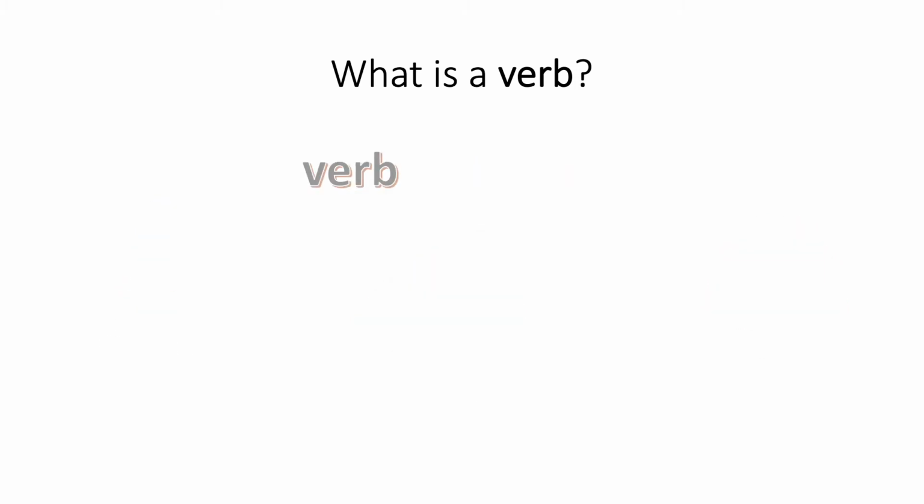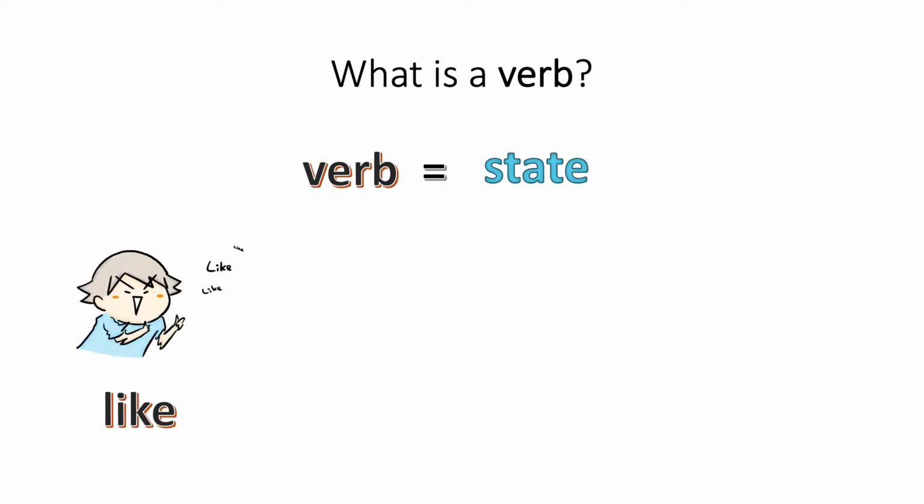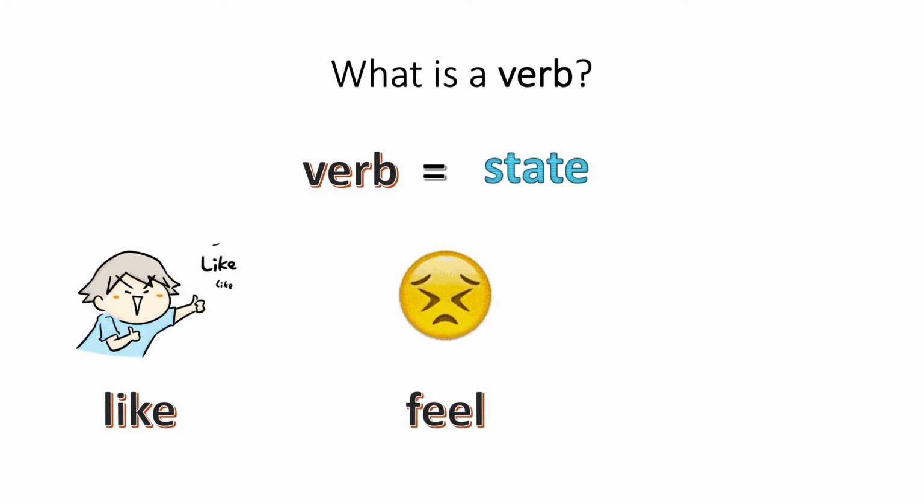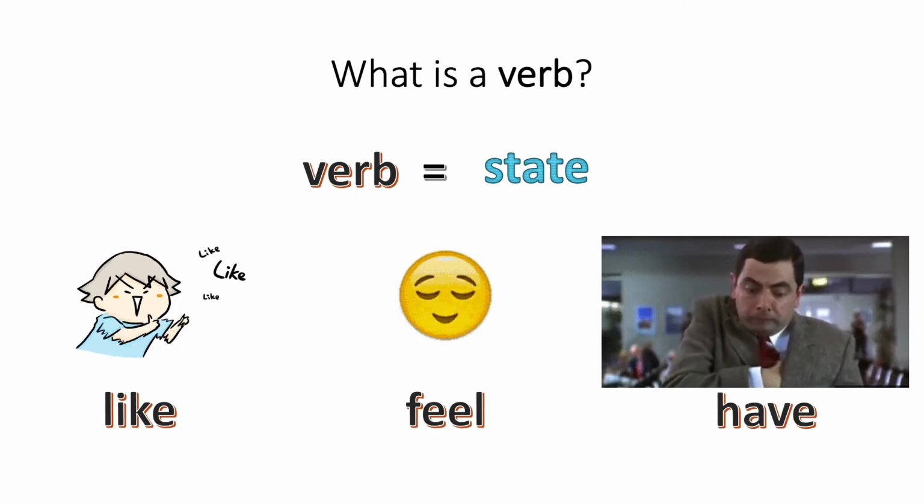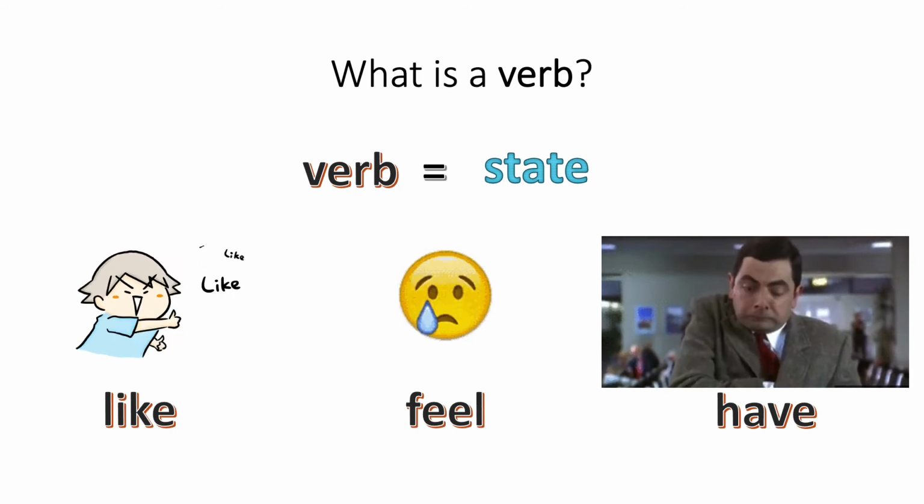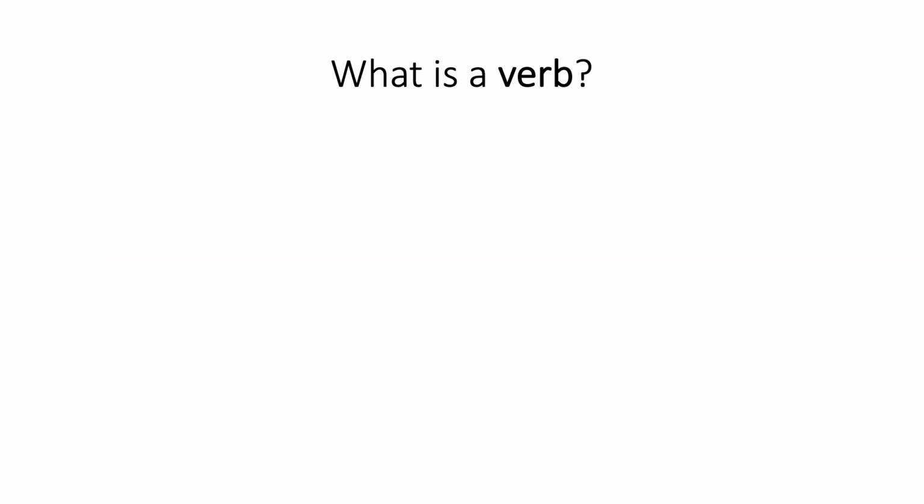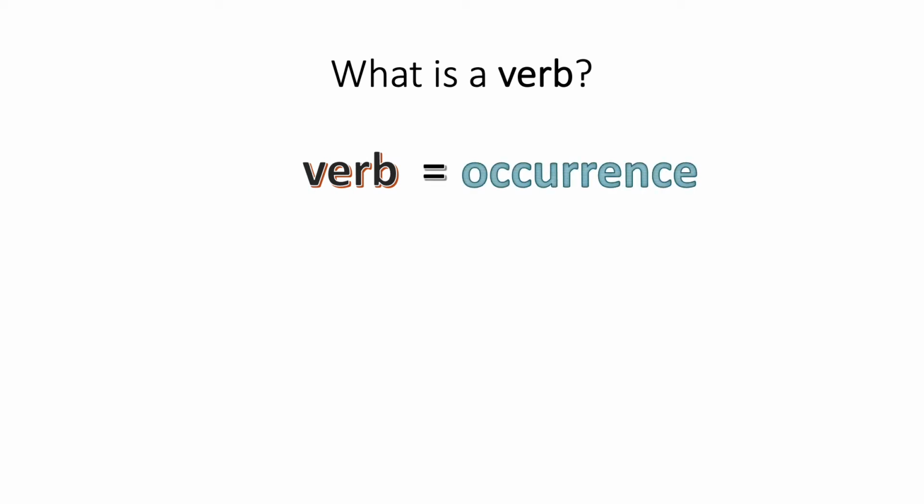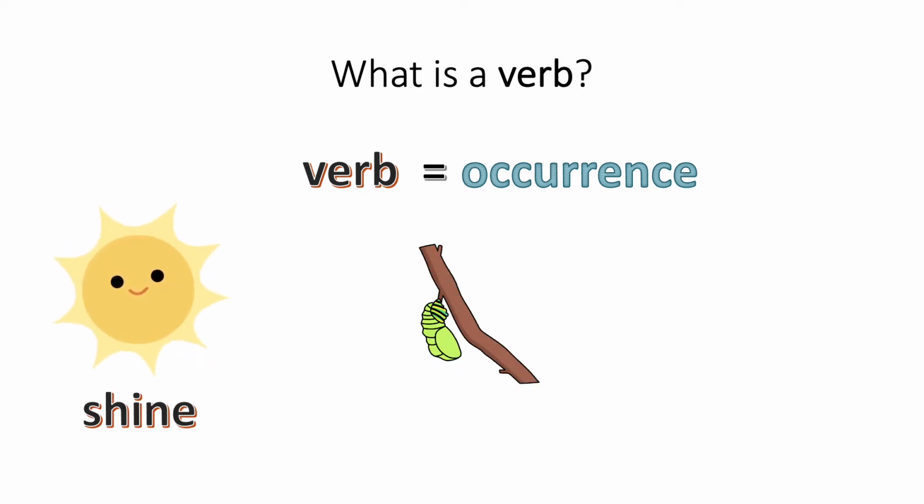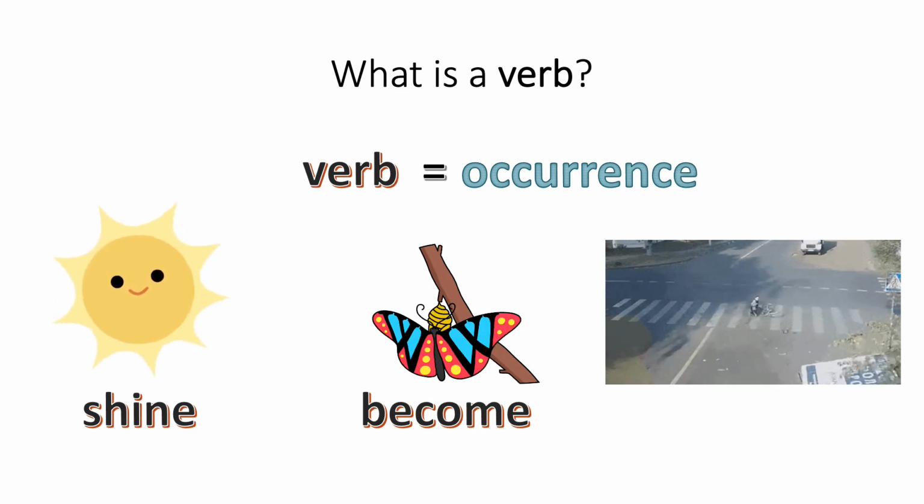Secondly, a verb can also be a state or feeling or emotion. For example, like, feel, and have. Lastly, a verb can also be an occurrence. For example, shine, become, and happen.